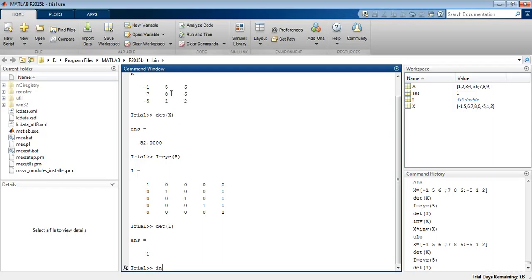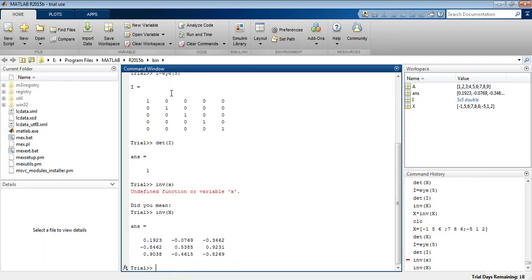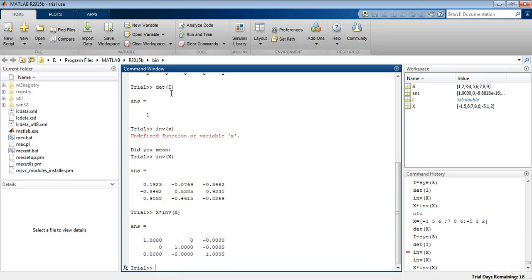For better understanding, type inv of capital X. As you see, the inverse of matrix X is calculated easily and without pain. If you multiply X by its inverse, you will obtain an identity matrix with the order of the original matrix.